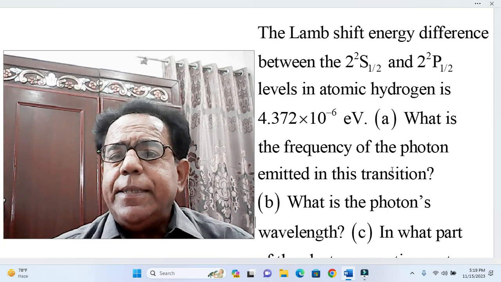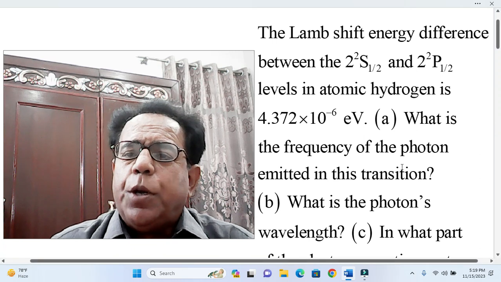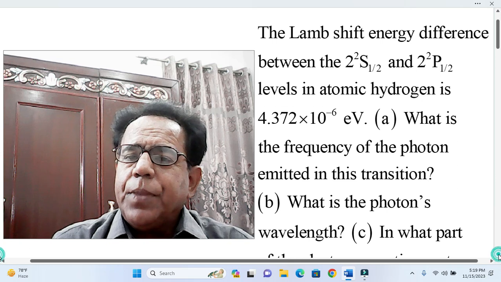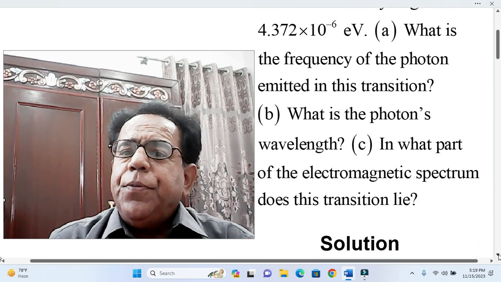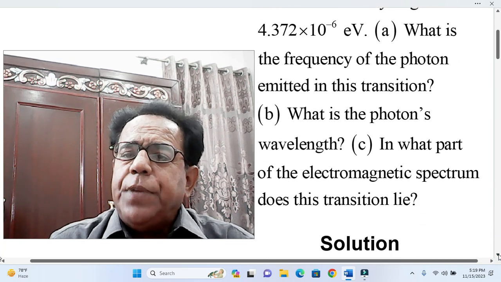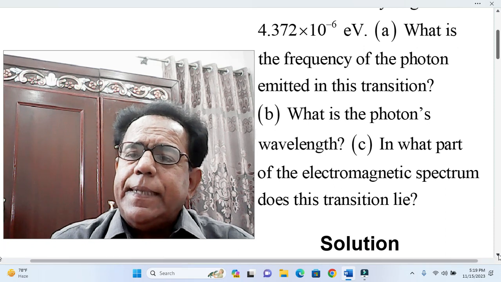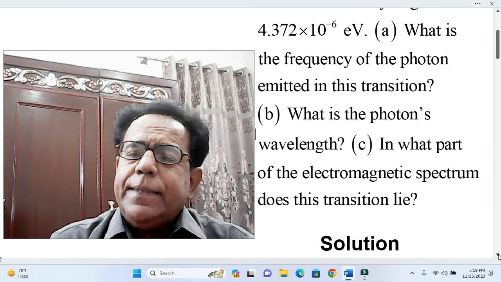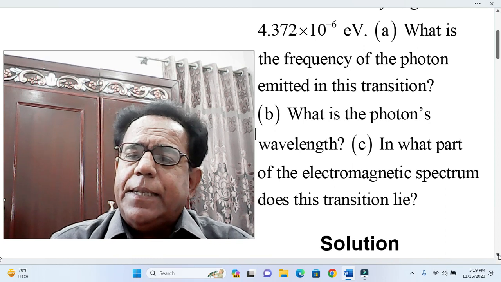Part A, what is the frequency of the photon emitted in this transition? And part B, what is the photon's wavelength? And part C, in what part of the electromagnetic spectrum does this transition lie?